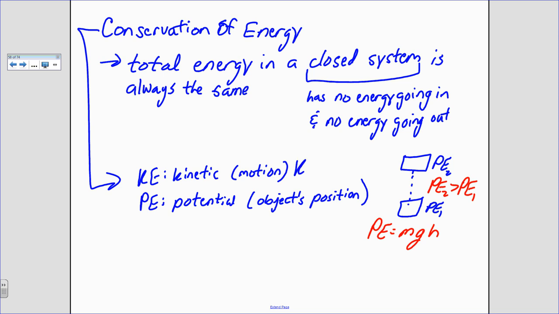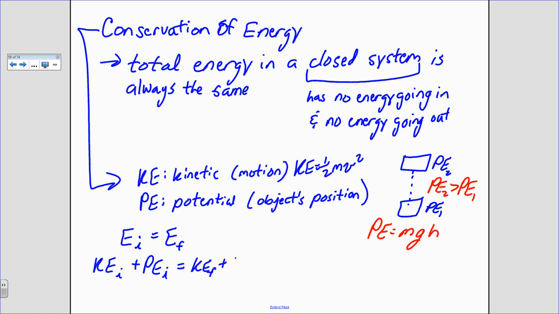Don't forget also that kinetic energy, we've seen this before, and this will be on your equation sheet, is 1/2 mv squared. I'll post the equation sheet that you'll have for the quiz on Thursday and send it to you over email. All right, so the conservation of energy just says that the energy initial is equal to the energy final, so the kinetic energy initial plus the potential energy initial is going to equal the kinetic energy final plus the potential energy final.